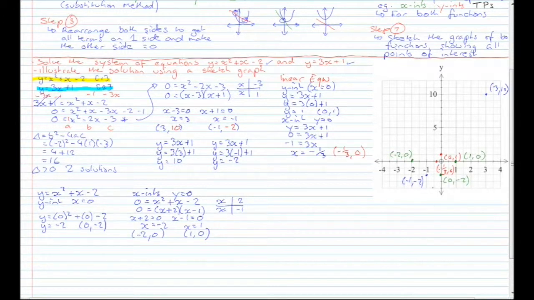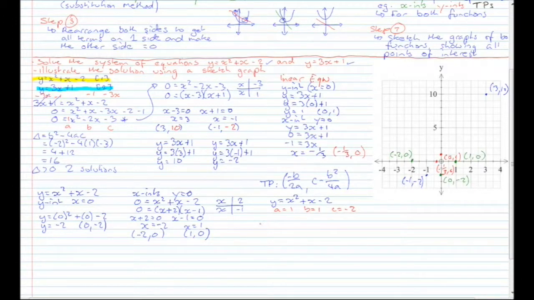And the very last thing I need to find whenever sketching quadratics is of course the turning point. To find the turning point, I need to use the formula -b over 2a, comma, c minus b squared over 4a. Now let's write out the equation of my quadratic once again. So I get y is equal to x squared plus x minus 2, where my a is equal to 1, my b is equal to 1, and my c is equal to -2.